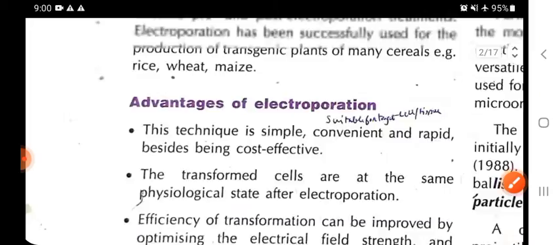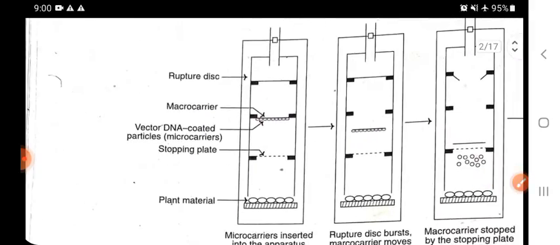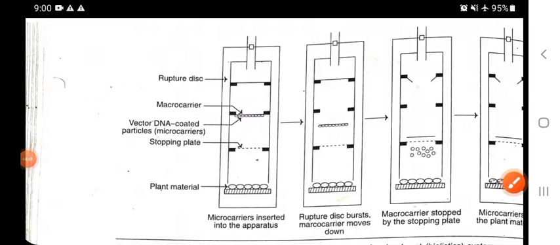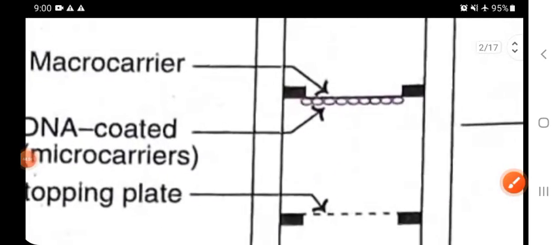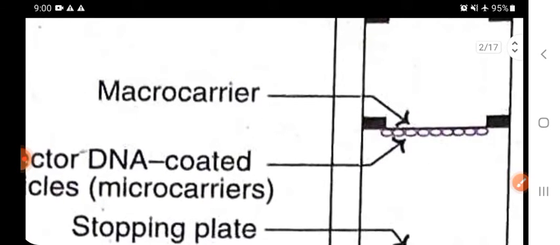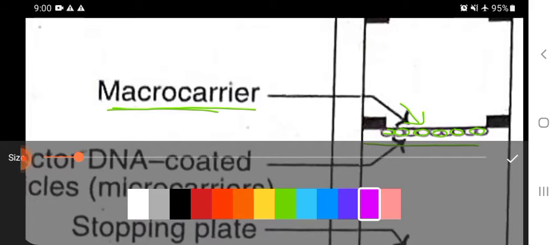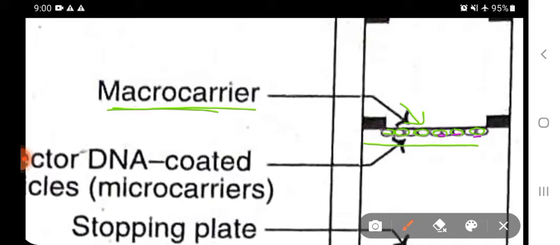By looking at a diagram you can imagine this. Look at the first figure here. In this first figure you see a ruptured disc which has been placed right here. If I zoom in, you see the microcarriers and the macrocarrier. The macrocarrier is that black plate that you can see, and the purple ones are the microcarriers, and on these microcarriers your desirable DNA has been coated.